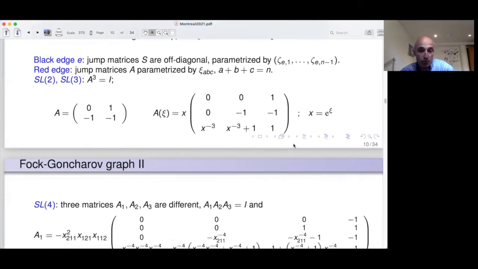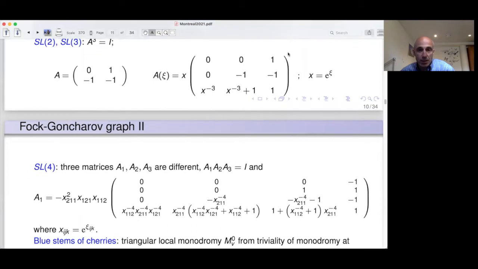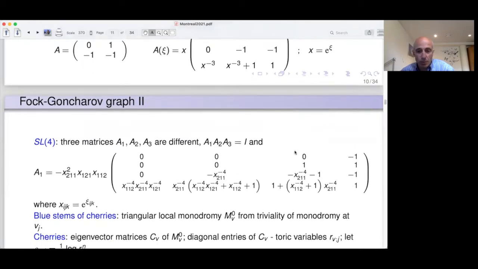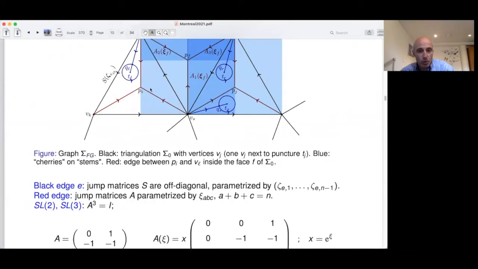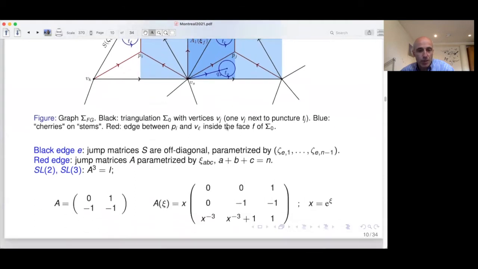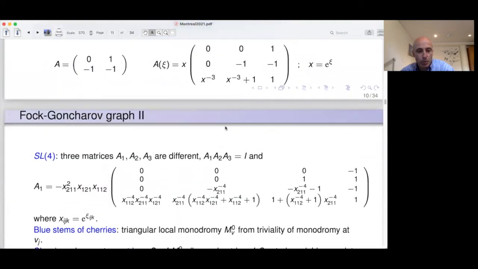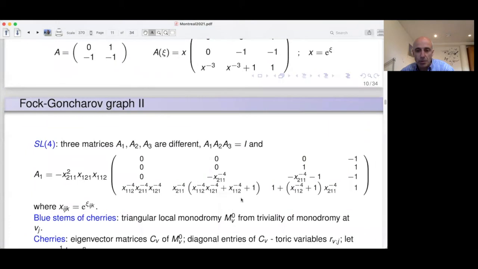Now, in SL4, you see all of those matrices have this off-diagonal upper triangular structure, right? In 4 by 4, it's like that. And you see, in 2 by 2 and 3 by 3, the jump matrices on all three edges are the same. In 4 by 4, they're different, but still their product is 1. This is an example of how this matrix looks in 4 by 4.